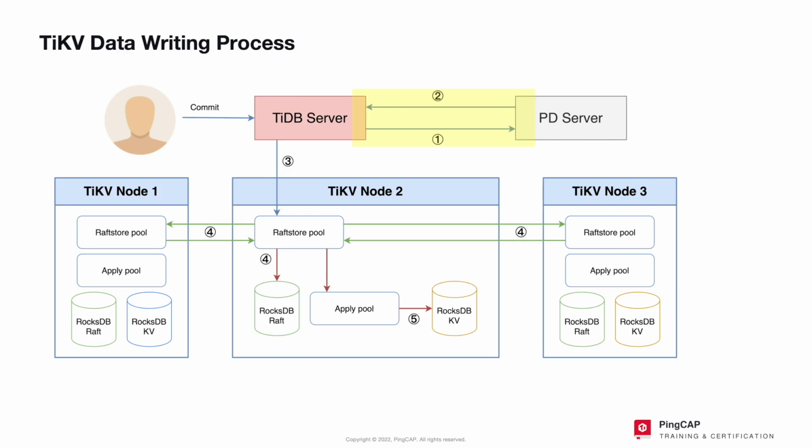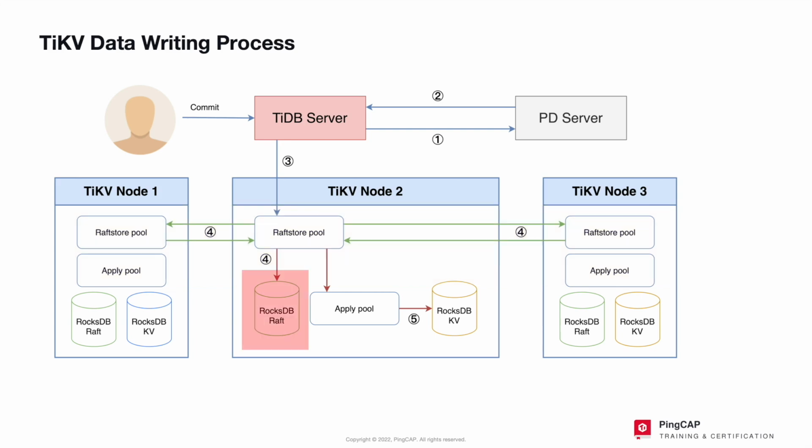PD tells the leader on which TiKV node the region is located. Next, TiDB server sends the write command to the TiKV node where the leader is located. And then, after the leader node accepts the write command, it starts the TiKV write process. Here we use two components, one called Raft store pool and the other called apply pool, both of which are mechanisms used to write to the RocksDB persistent storage engine.